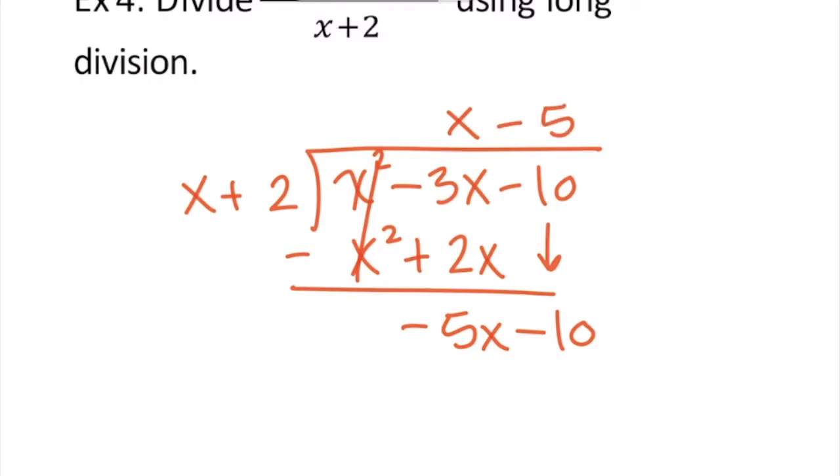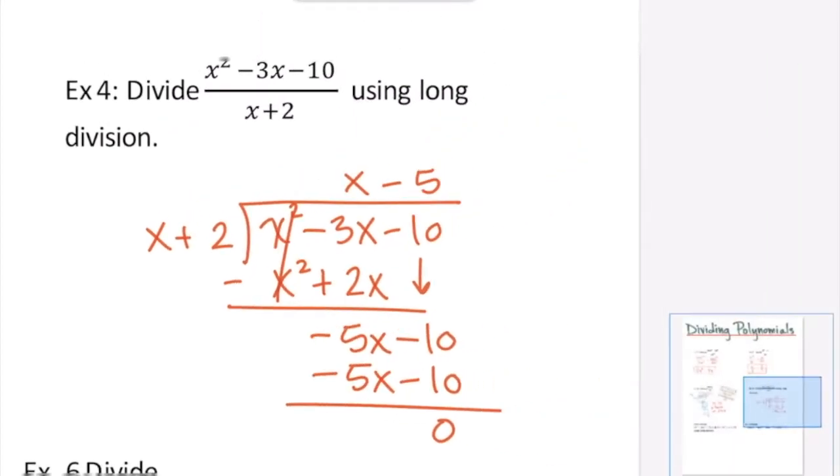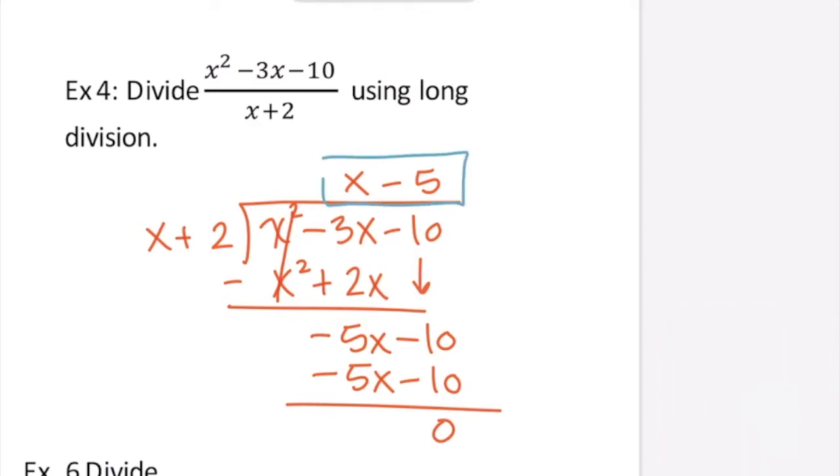I want you to notice I'm still lined up. I've got constants over constants. Now I'm going to multiply negative 5 times the quantity x plus 2, and I'm going to end up getting negative 5x minus 10, and our remainder now is a 0. What does this tell us? This tells us that x minus 5 is a factor of x squared minus 3x minus 10.